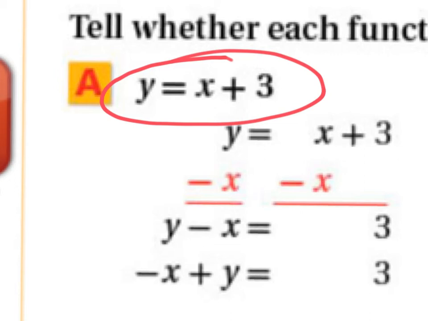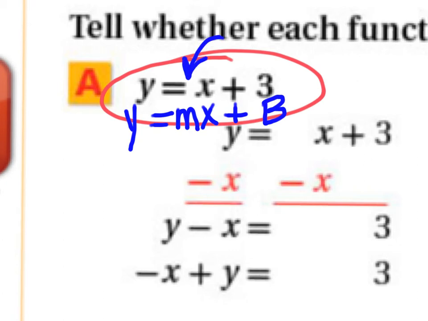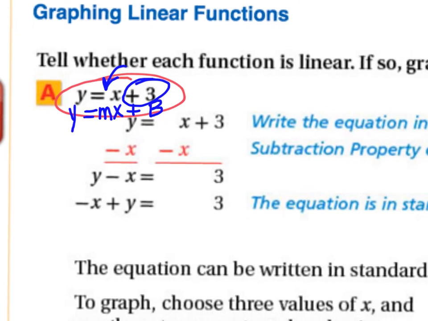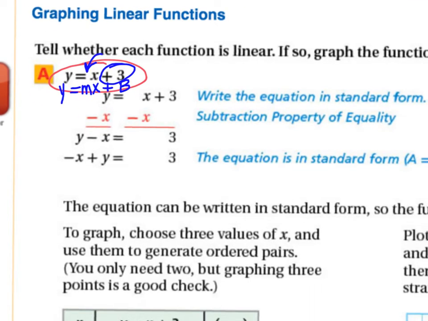Here is the problem. It is y equals x plus 3. Is that linear? Well, notice that it's in this form, y equals mx plus b, where the slope m is 1 and the y-intercept is positive 3. So yes, it is linear.